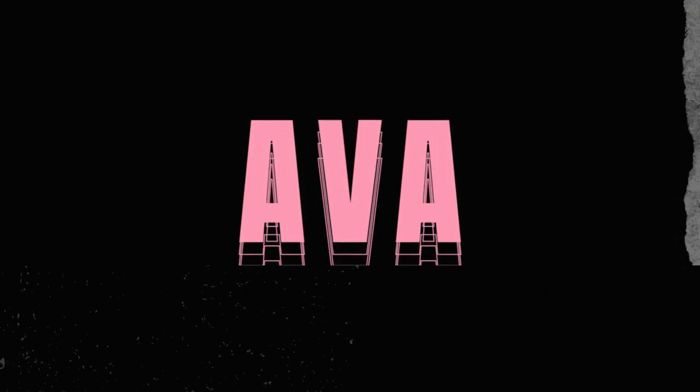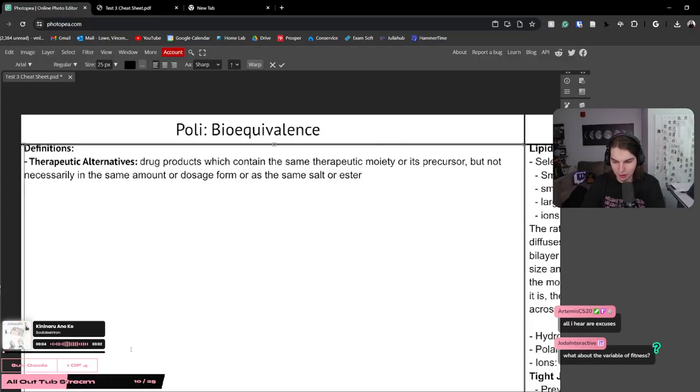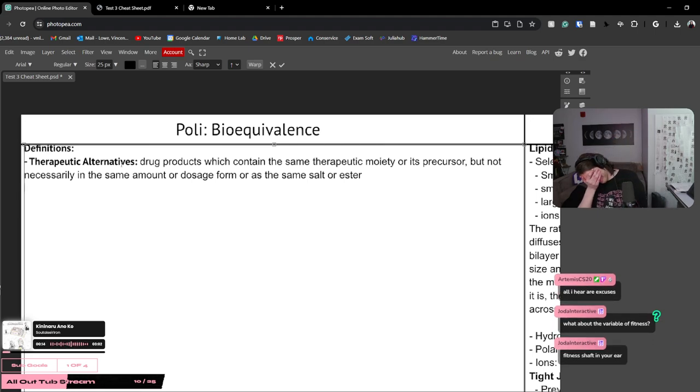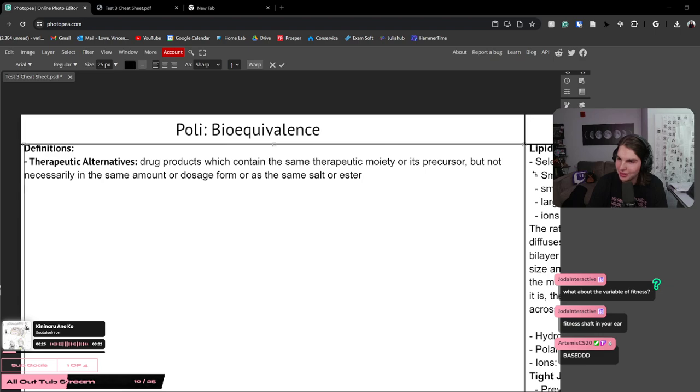What about the variable of fitness? I mean, that actually is a variable, fitness. I was going to say that's actually a variable of, like, patient's body weight, lean body mass, patient's renal function and all of that are all variables in drug determination.